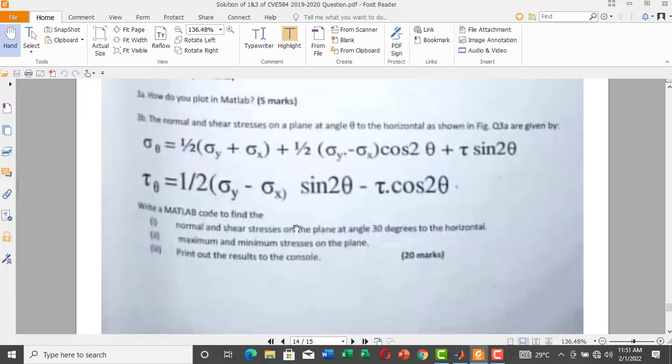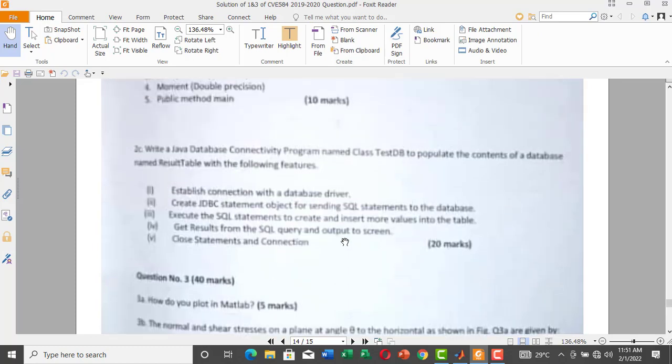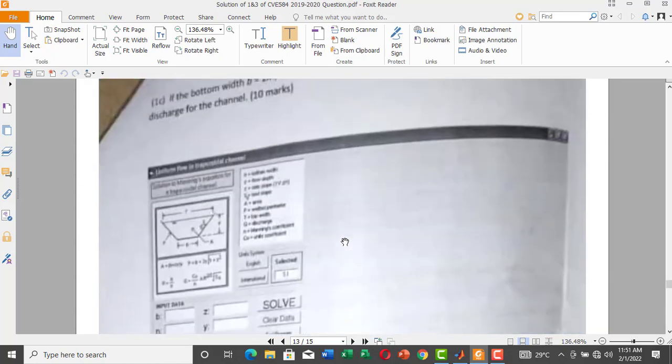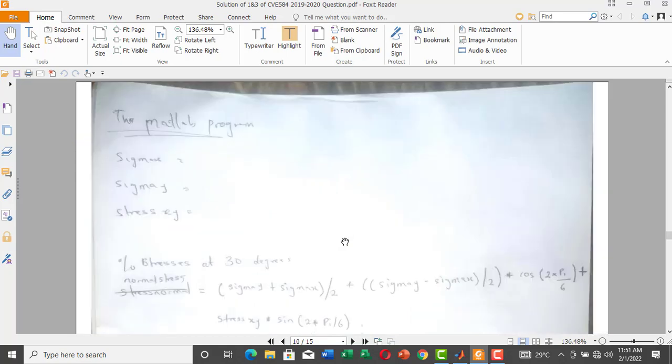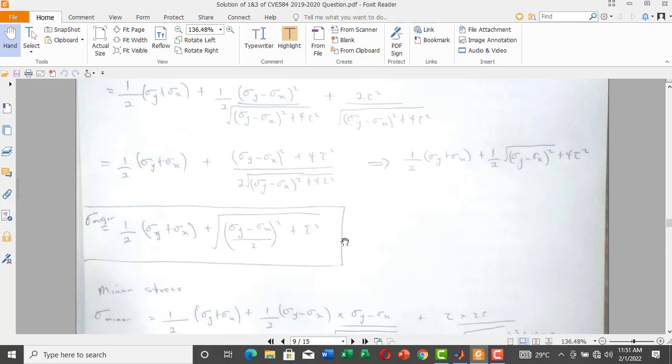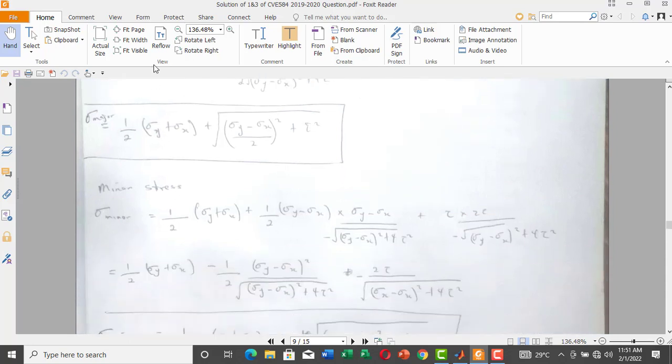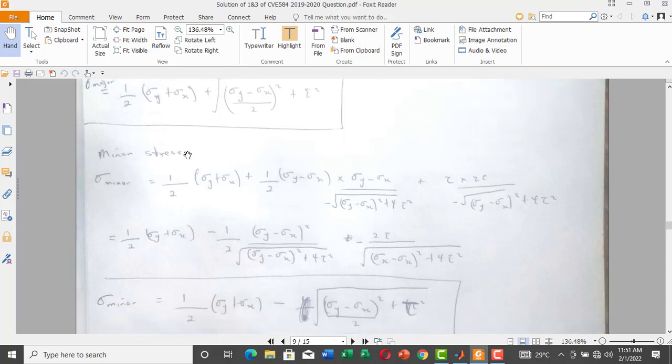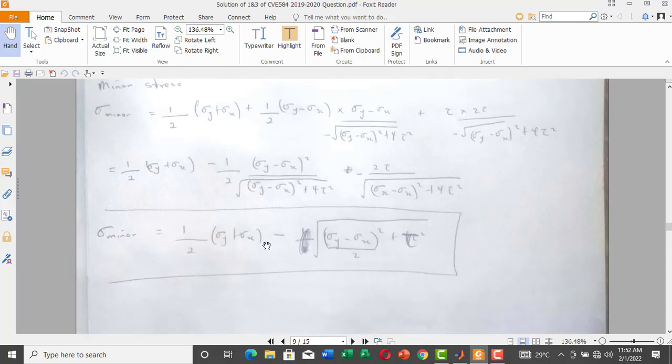Question number 2 now says you should also determine the maximum stress and the minimum stress on this plane. So how do you do that? The calculation is here already. This is the formula for the major, which is the maximum, and then this is the formula for the minimum.